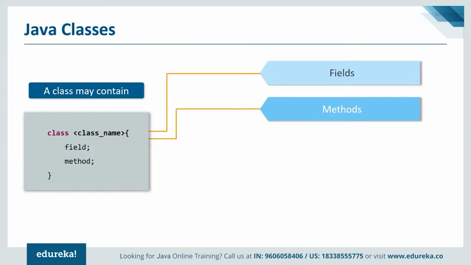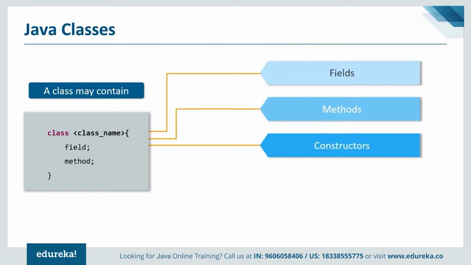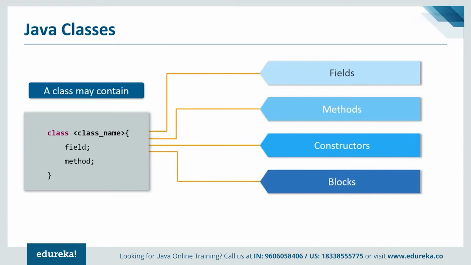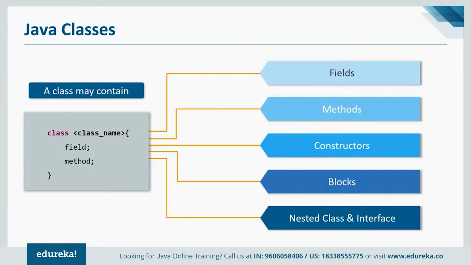Now, other than the fields and methods, we can have even more things. We have constructors, which are used to provide initial values to the fields. Then we have blocks, which are very much like constructors. We even have nested classes and interfaces.